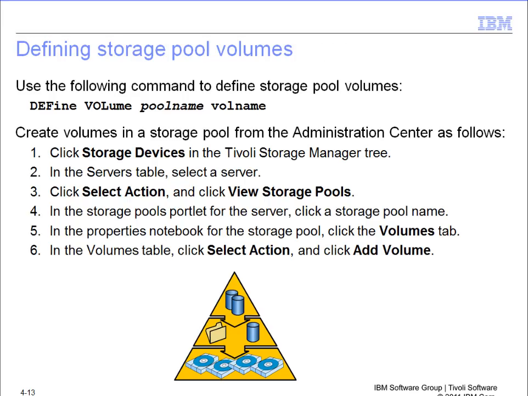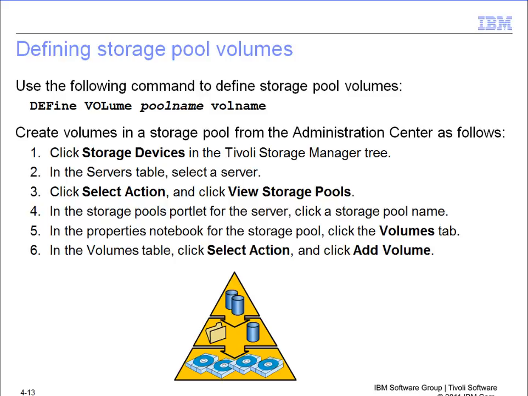Storage pool volumes. Storage pool volumes is the actual location for your stored data. You have the three predefined storage pools: backup pool, archive pool, space management pool. But they don't have any volumes yet. Before you can back up data, you must define volumes. On a disk device class, this would be a random access primary storage pool.